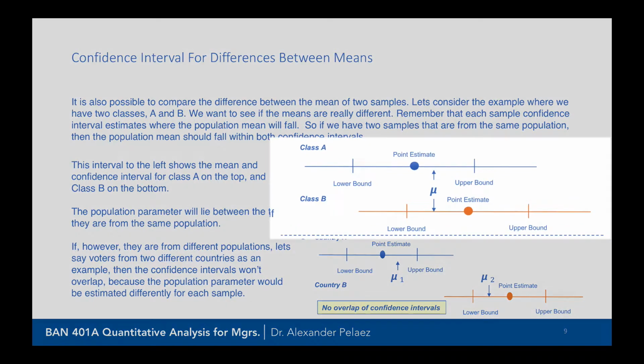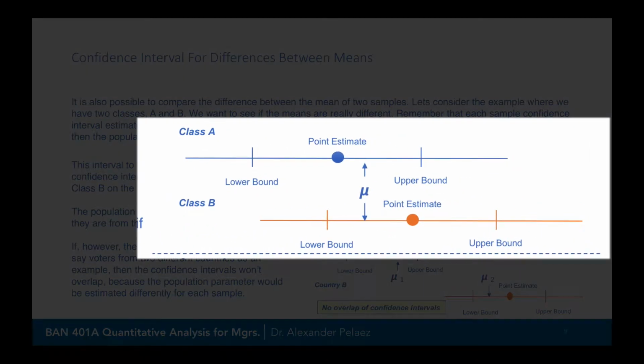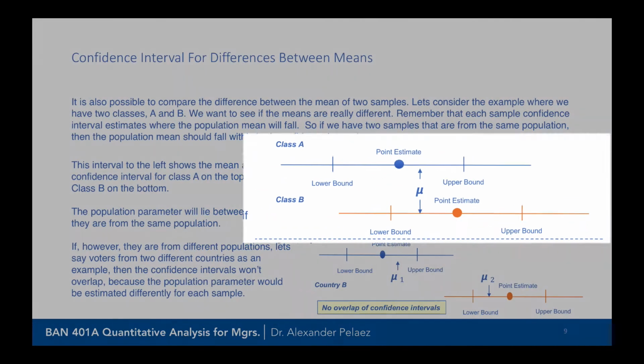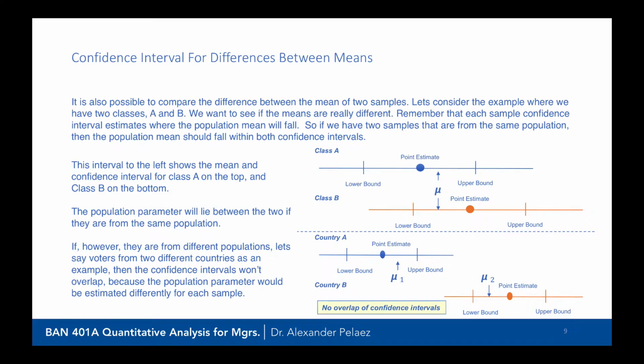We have a class A and class B. And we see that here's our confidence interval for class A, and here's our confidence interval for class B. And we know that the population parameter is going to have to sit between the confidence intervals. So if they overlap, then the population parameter is probably going to sit in that overlapping section. And we could see that between class A and class B, if they're from the same population, that's going to be true. But if they're from different populations, then that won't be true, and they will have different population parameters.